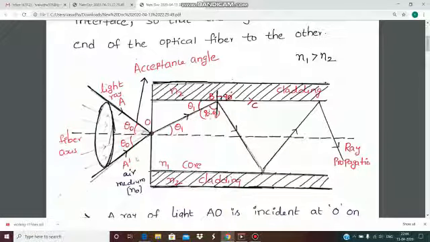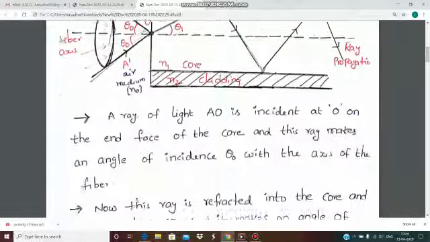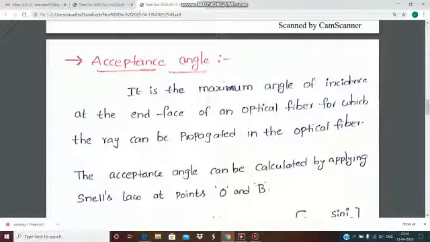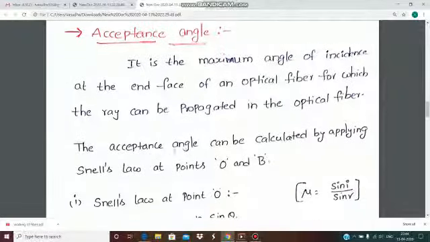So how do we define acceptance angle? It is the maximum angle of incidence at the end face of an optical fiber for which the light ray can be propagated in the optical fiber. Okay, is it clear? Now we calculate the acceptance angle.